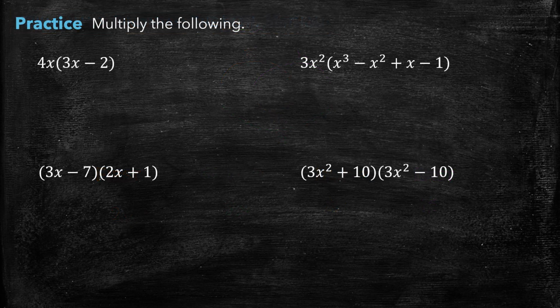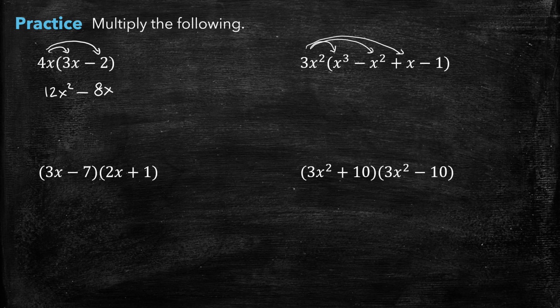So we're just going to practice what we've learned so far. Here's a monomial times a binomial, and you can use the area model if you choose to, but I'm just going to do this algebraically. So 4x times 3x is 12x squared, and then 4x times minus 2 is negative 8x. Let's come to here.